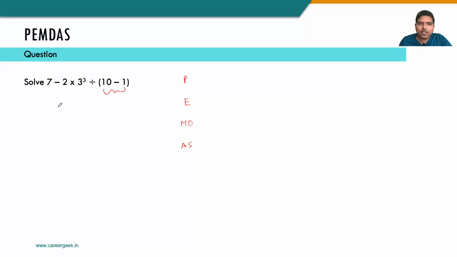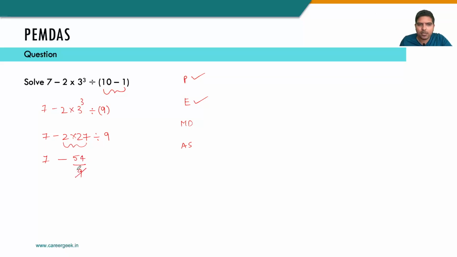Parenthesis we will solve first, keeping everything the same. Divide by 9. P is done. Then exponent we can see. So let us solve for the exponent. Exponent is done. Then we can see multiplication and division. We'll solve these first. So multiplication is 54. Division, divide by 9.